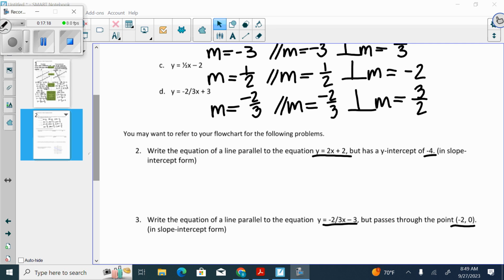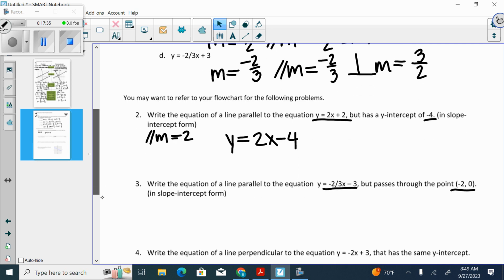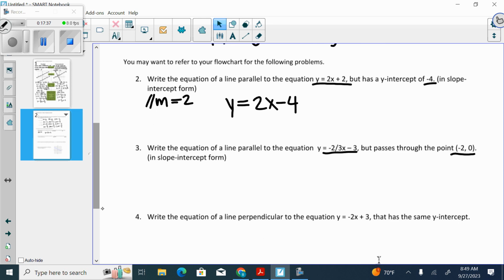Check those answers. On number 2, they said they wanted a line parallel to the one given. So what did the slope have to be? 2. So my equation would be y equals 2x minus 4. Right. All right, this next one was just a little bit different because they did tell us what they wanted the slope to be. Since it's parallel, it's going to be what? The same slope, so negative 2/3. But this time they didn't tell us the y-intercept. We were given a point. So I have to write it which way before I can put it in slope-intercept form?